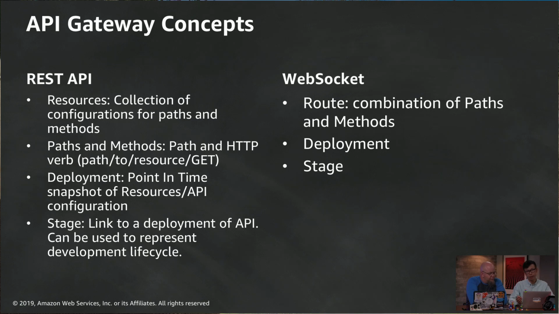Okay. So looking at WebSocket, the concepts are very similar, right? We also have routes, which is basically just a combination of paths and methods. You can very similarly define for each route if it has authorization or if it's going to a Lambda function or a different AWS service, right? And deployments and stages work exactly the same. Okay. So that breaks down the concepts of that.